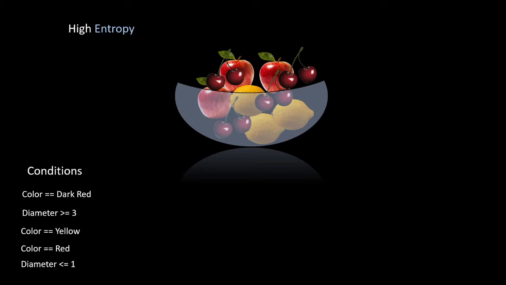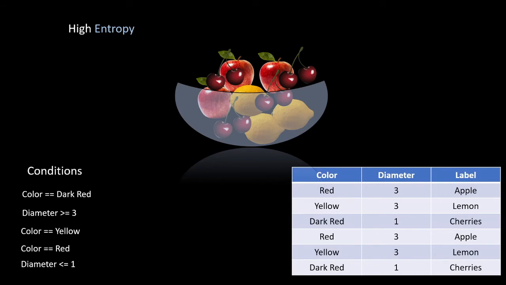So in my conditions, I'm saying that my color is dark red. Okay, the diameter is greater than or equal to 3. Is our color yellow? Is our color red? Is the diameter less than or equal to 1? Okay, and so we can put that again into a chart. And as that goes into the chart, I'm looking for certain things to stand out.